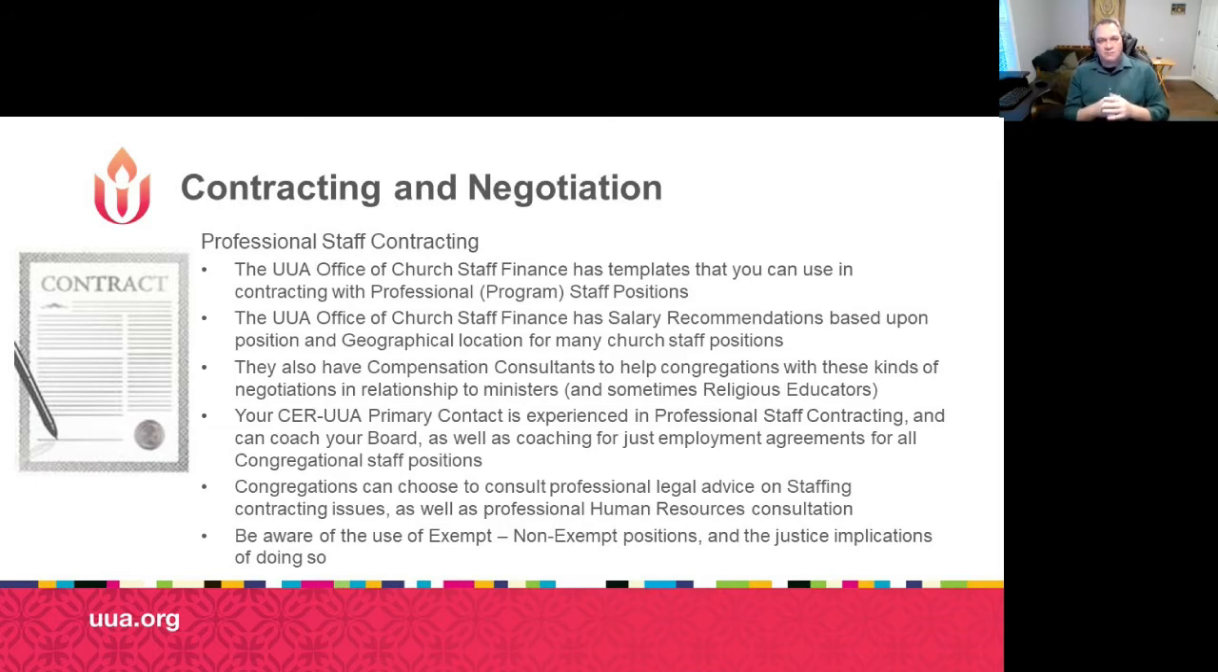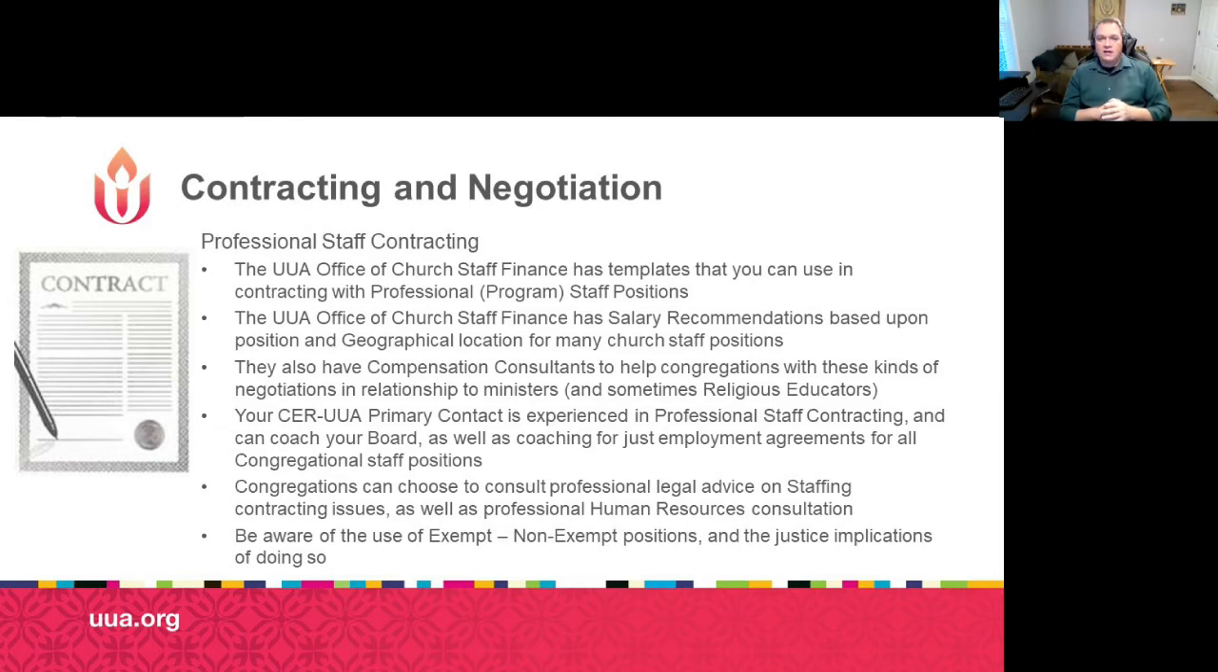The way you connect with them most times is to reach out to one of the members of your regional staff, and we'll help you first. And if we need to, we'll refer you to the Office of Church Staff Finance. They do a wonderful newsletter, I think it's called Compensation News, that you can sign up for, that's got great material, and they're really tracking the changes in law, especially at the federal level, around compensation and staffing in congregations. They also put out the salary recommendations that are based upon position and geographical location for many church positions. That is a wonderful resource.